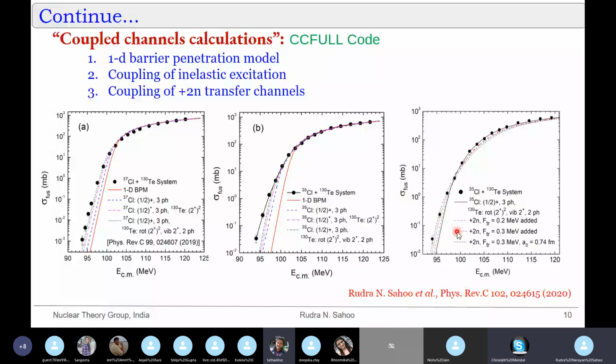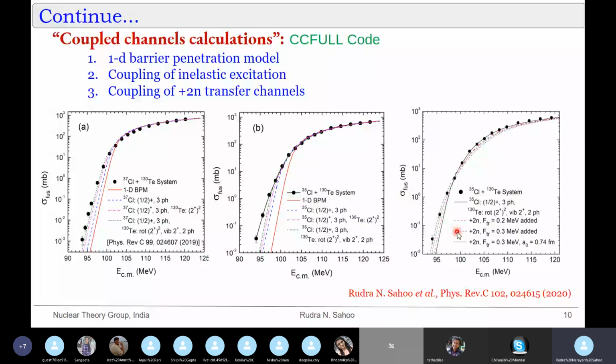Okay. And during your talk, I think Chiru has rightly pointed out two things. I'm very happy to hear that. Rudra, in your CC calculation you used the Woods-Saxon parameterization, right? And have you tuned those diffuseness parameters? Yes, first I tuned the R0 parameter.